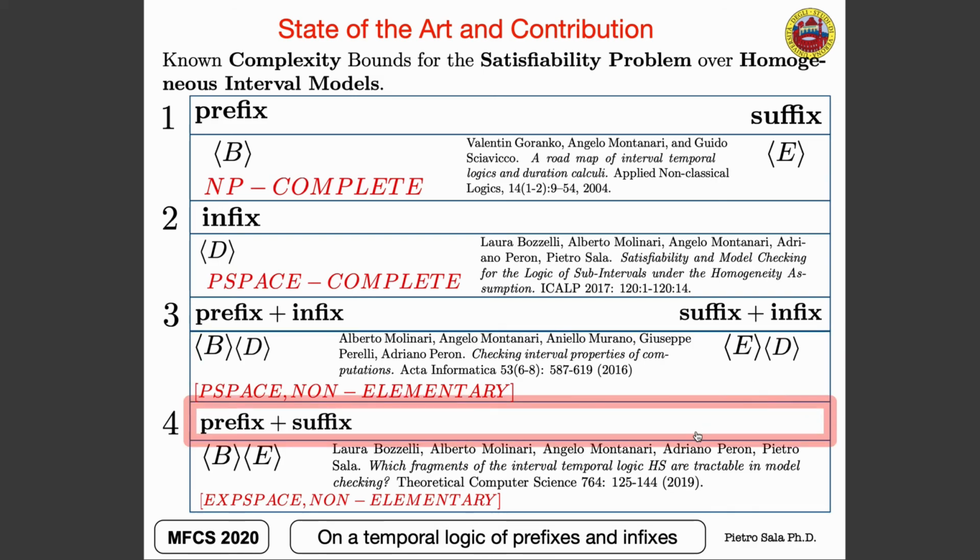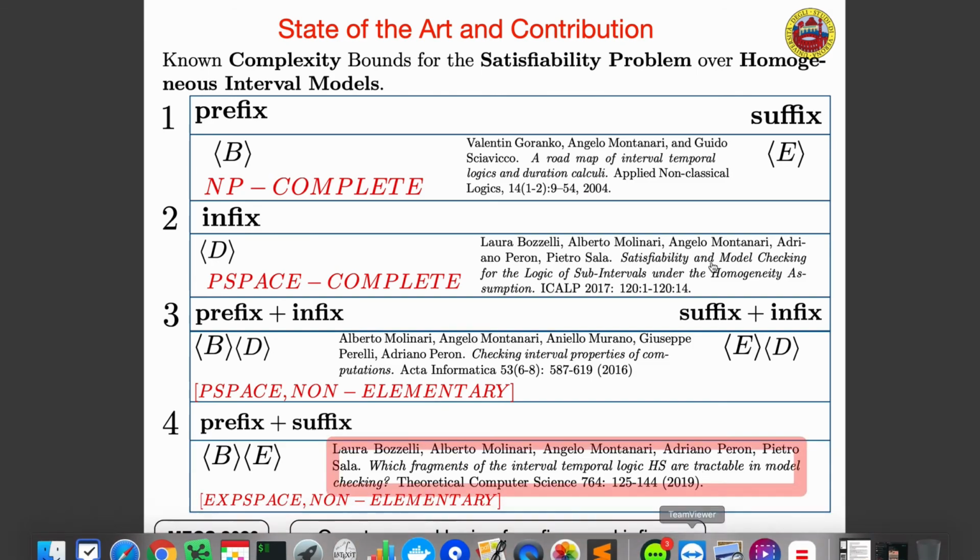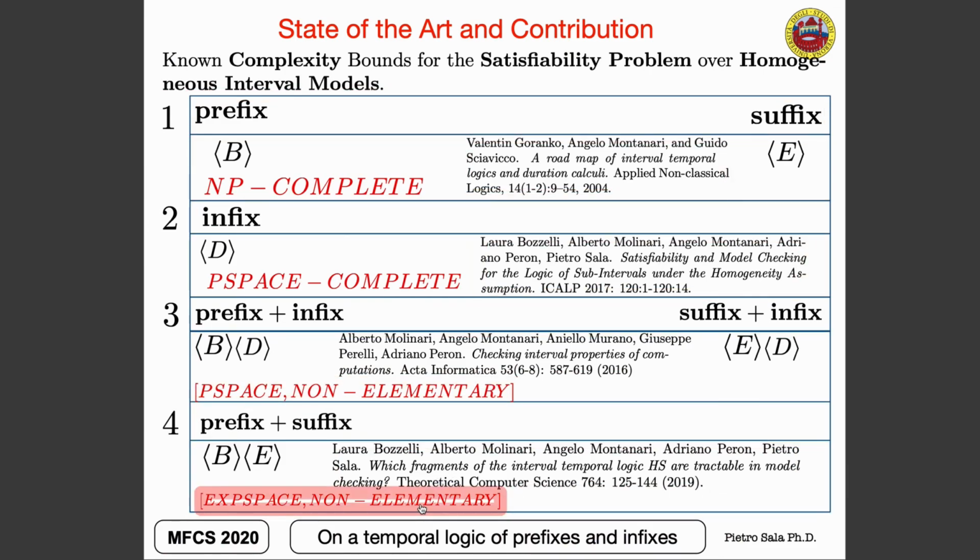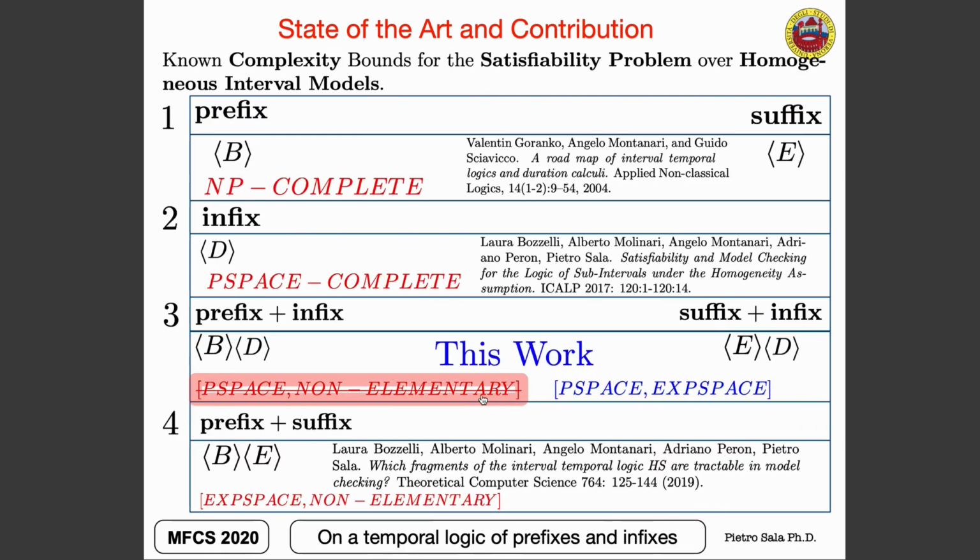There is a paper that says that the complexity of BE is EXPSPACE-hard, but as we have from the chop, the upper bound to the complexity is the complexity of the chop. In this paper, we proved that the complexity of BD is between PSPACE and EXPSPACE. That is, we provided an EXPSPACE decision procedure for the logic BD interpreted over homogeneous interval models.